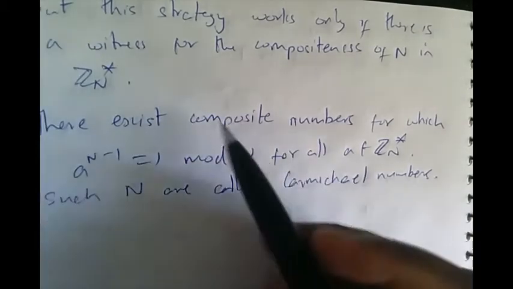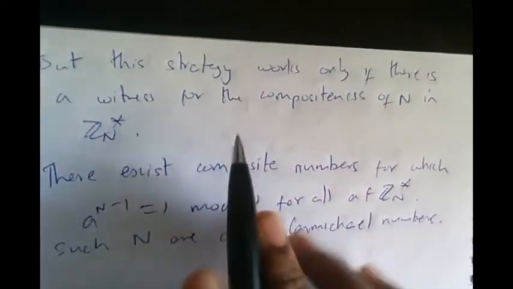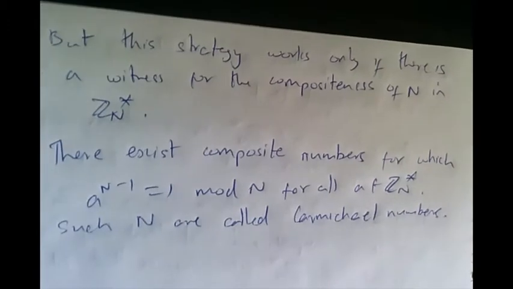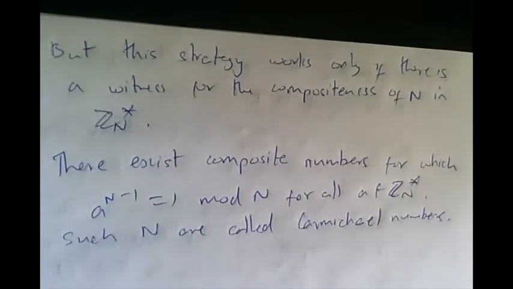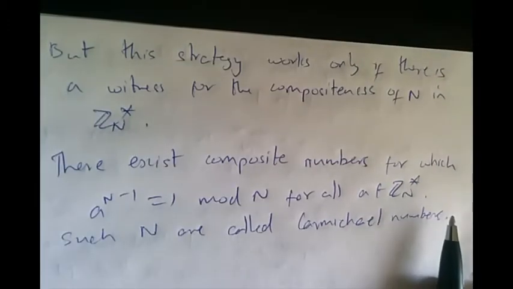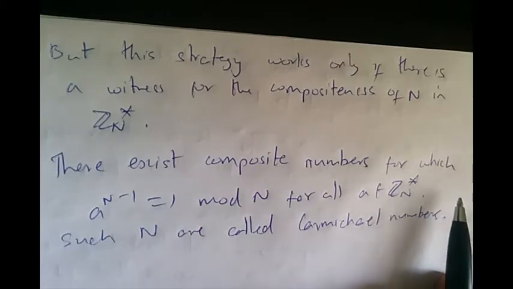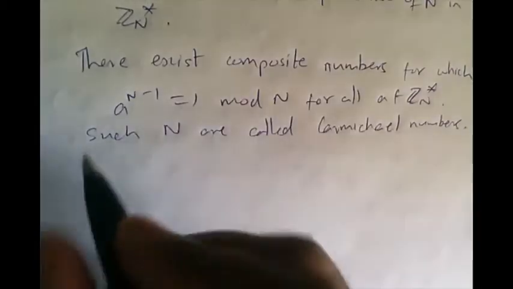But that strategy works only if we are sure that there is a witness for the compositeness of n in Zn star. Otherwise, the strategy will not work. So what do we do? That's where there is a better test which doesn't require the existence of a witness. It's called the Miller-Rabin primality test, which is what we'll discuss next. So Miller-Rabin.